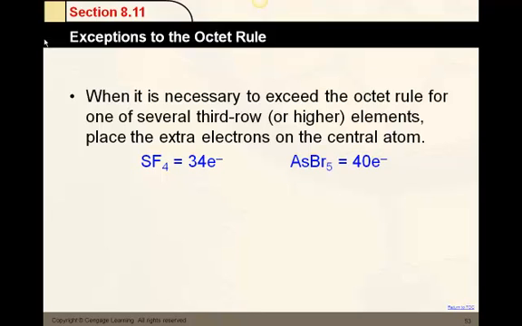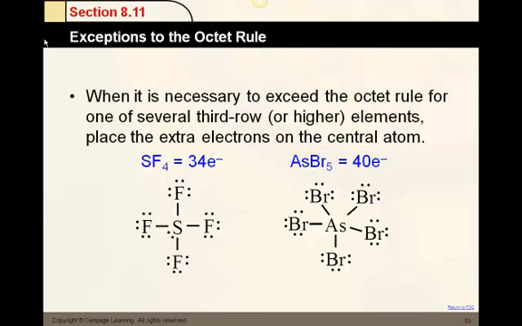So for example, SF4 and AsBr5, which have, you can see, respectively 34 and 40 electrons. Notice that with SF4, there's going to be a lone pair of electrons, and that lone pair of electrons you can see right here off of sulfur. AsBr5 is just an expanded octet. It would be a trigonal bipyramidal. This is an exception to the octet rule, or expanded octet.